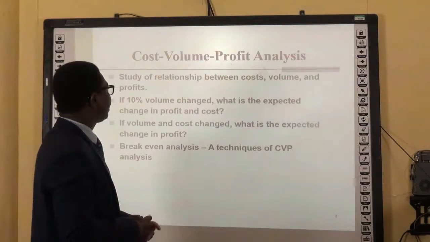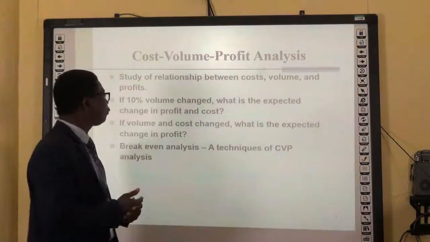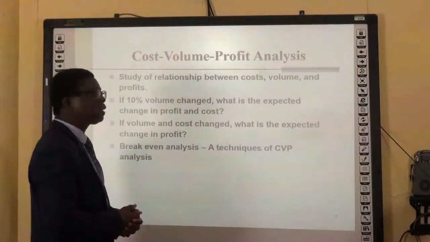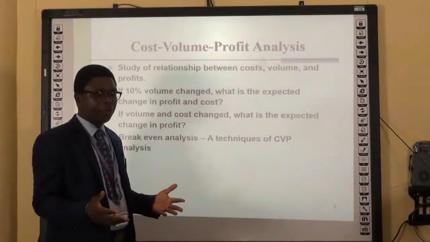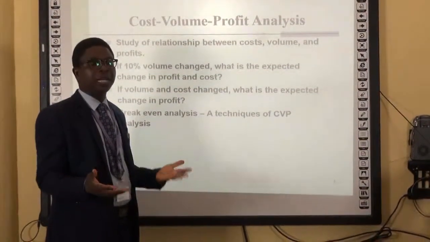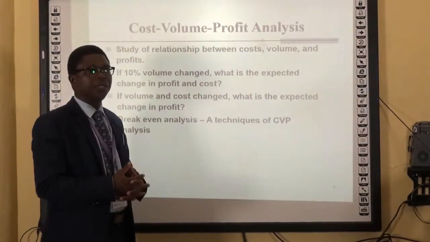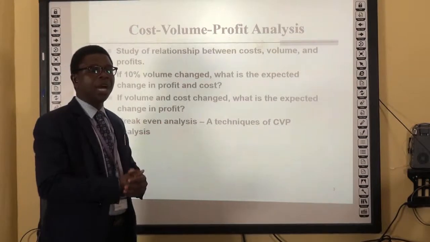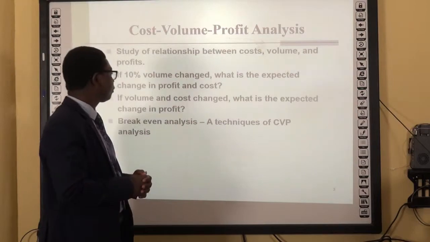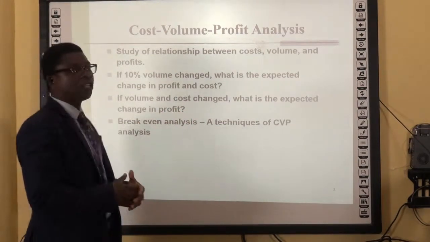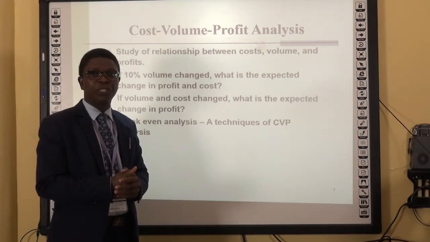The subject looks at the relationship between cost, volume, and profit. For instance, if there is a 10% volume change, we are producing 100,000 bags before, but this season we want to increase and produce 110,000 bags of our products. What will be the expected change in profit? The answer is in cost, volume, profit analysis.